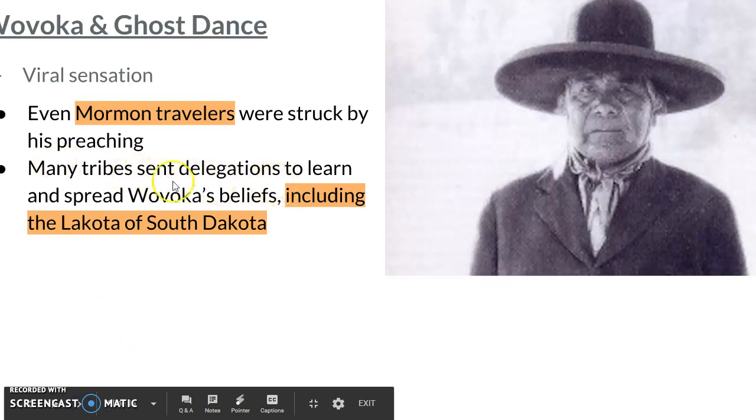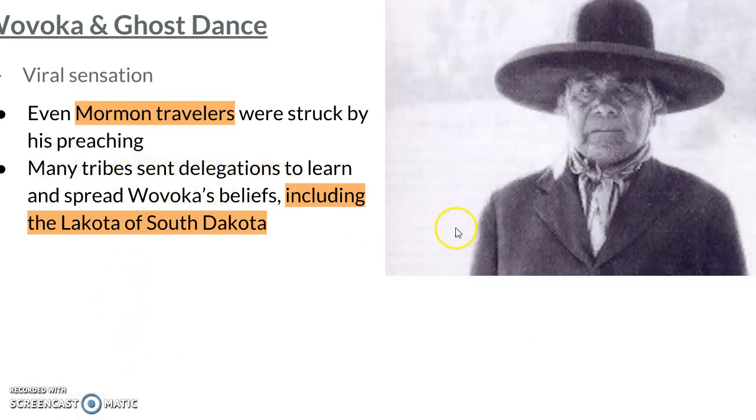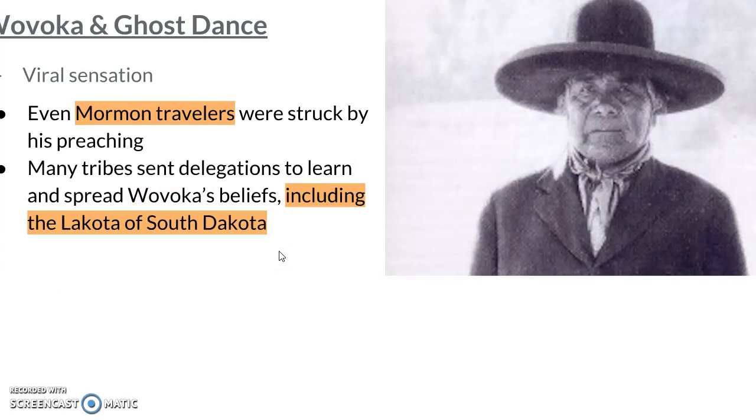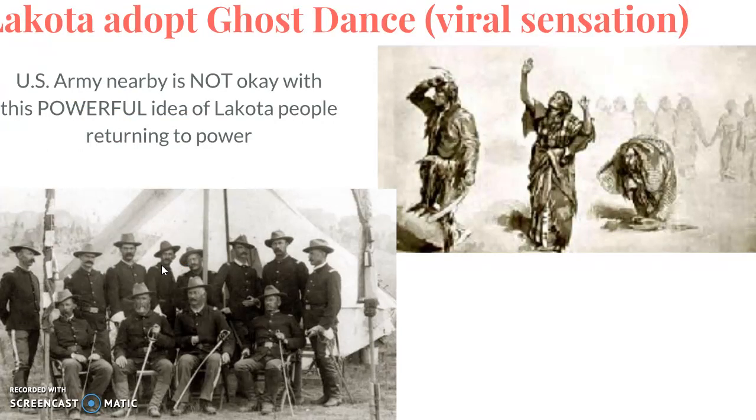Many tribes sent delegations to learn and spread Vovoka's beliefs, including the Lakota from South Dakota, including Frank Wan's tribe. So they were all going to learn from him, much like famous people, including NBA basketball players and Canadian dancers, singers, are going to this guy's church in New York City today. So we have all these people going, and it essentially becomes a viral sensation, right? Even though it takes a lot longer than something going viral today, this is spreading around the country.